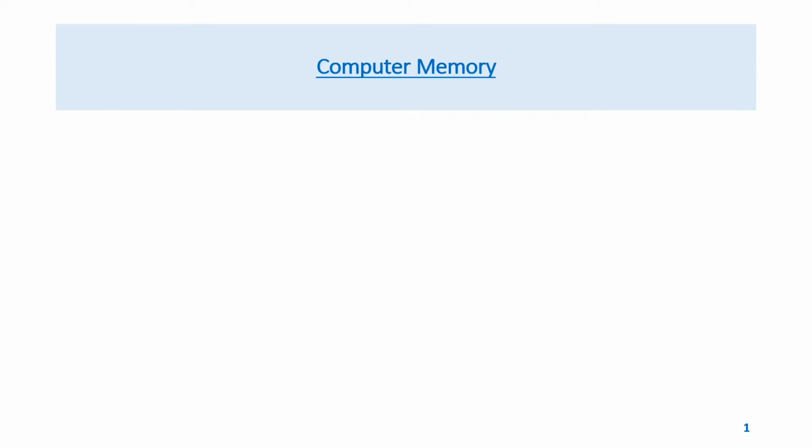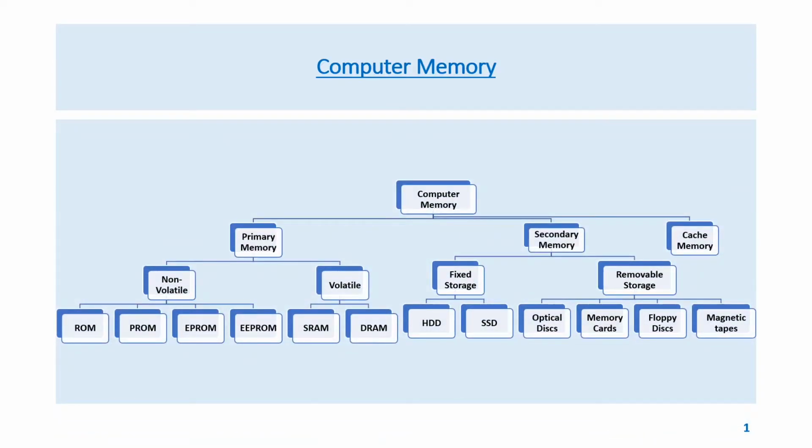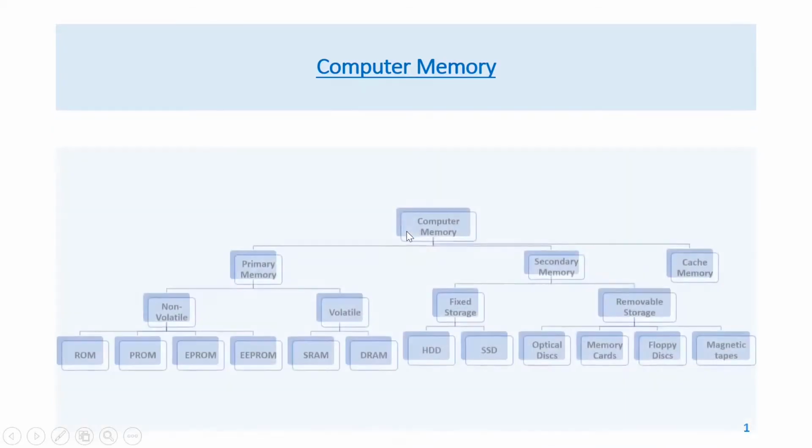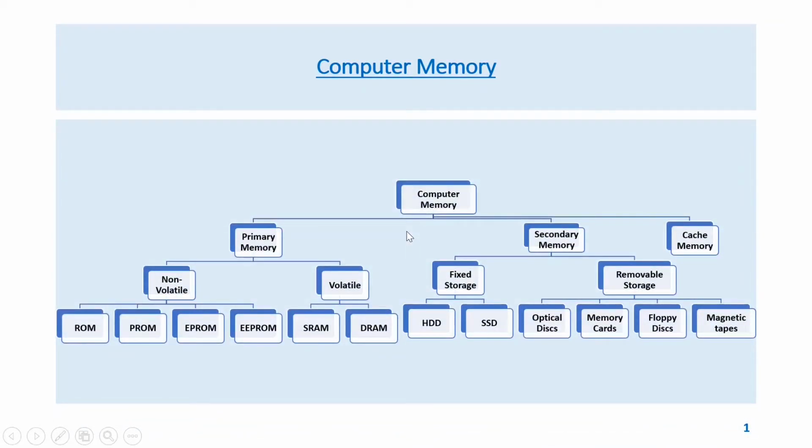In this video, we'll look into computer memory. Let us just see the hierarchy of the computer memory. Later, we'll discuss in detail about each of these in the coming sections. Computer memory is basically divided into primary memory, secondary memory, and cache memory.